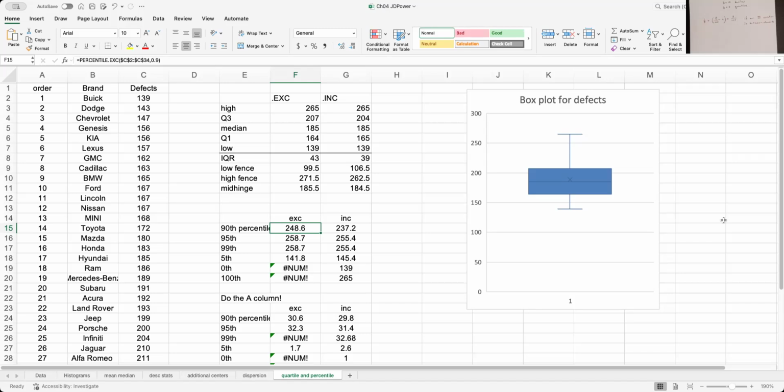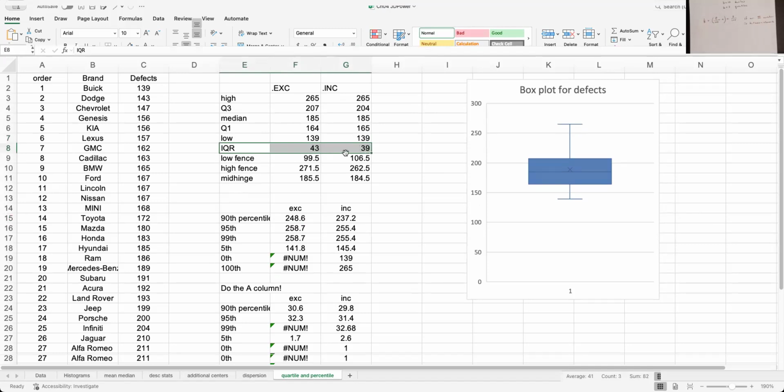The height of the box is an important idea. That's the difference between Q1 and Q3, right? I don't care whether you use the inclusive or the exclusive, if you subtract Q1 from Q3, you get this thing called the interquartile range. That's the height of this box in whatever units we're using. Right here, I've labeled it IQR. Interquartile range. It's the height of the box.